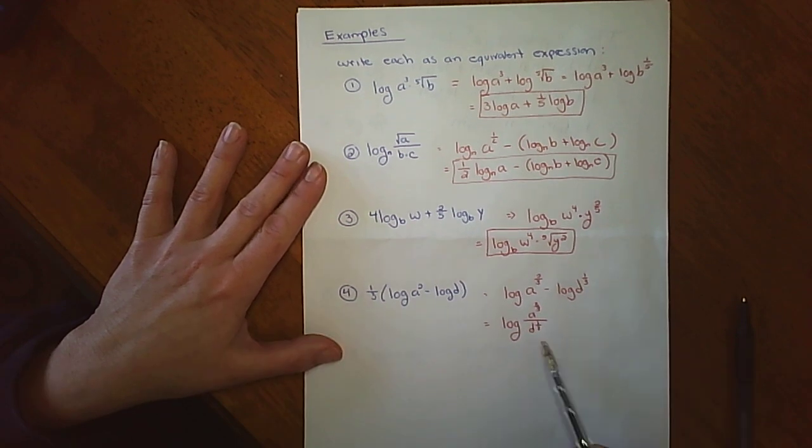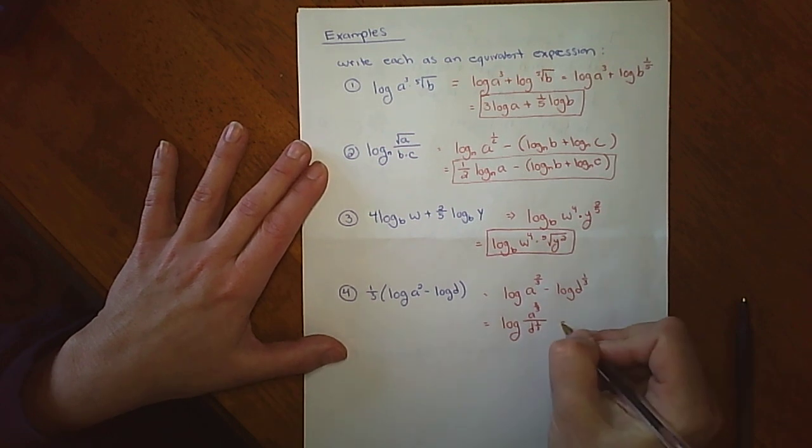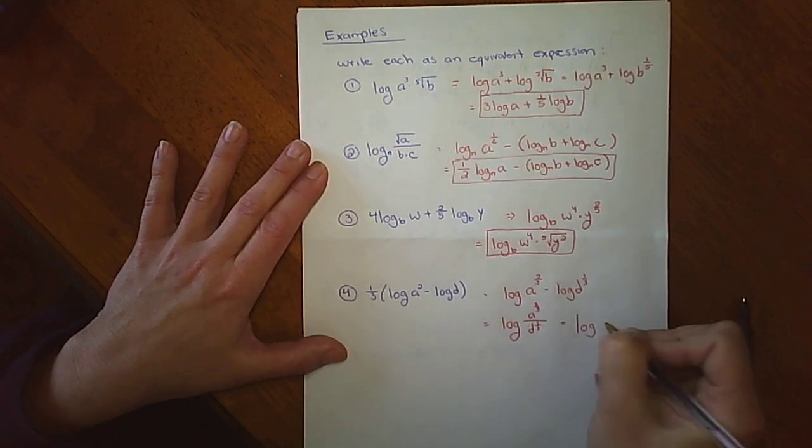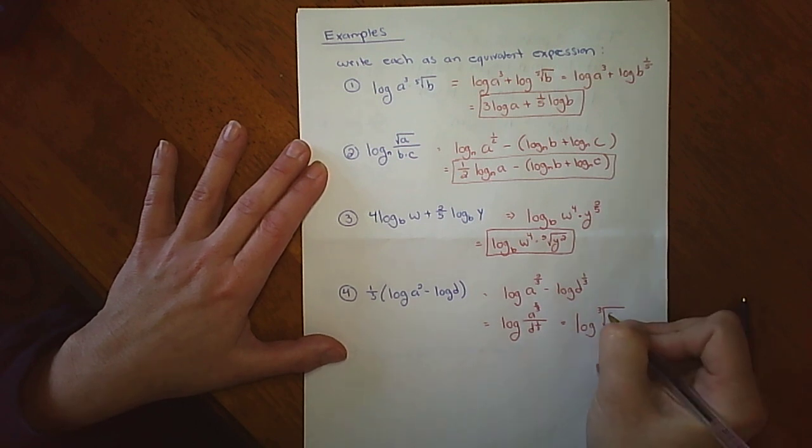Now if you notice, they've both got the cube on the bottom. That means they're both getting a cube root, so I'm going to change this. They're both going to be inside a cube root. This is going to be a squared, and this is going to be a b.